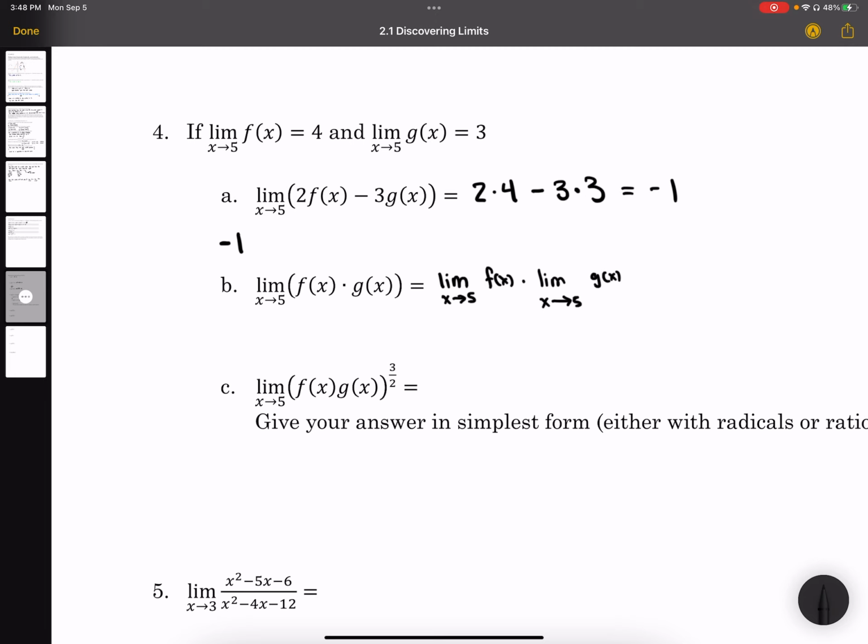So that's just 4 times 3, which equals 12. For C, this is the same as having the limit as x approaches 5. All right, so we know the limit as x approaches 5 for the product is already 12. So we already know that this is the same. This is 12 to the 3 halves, which is the same as the square root of 12 cubed, which is going to be 12 square root 12.